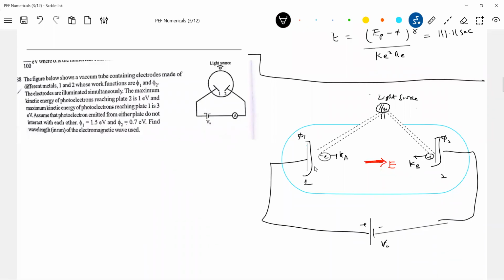So let's get into what is Ka. Ka should be equal to hc by lambda minus work function. What is Kb similarly? hc by lambda, the same lambda, minus the work function.